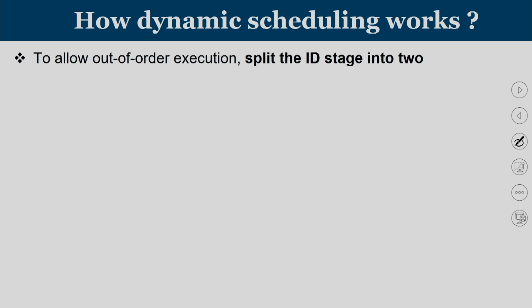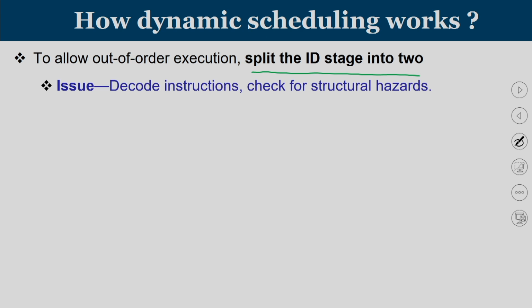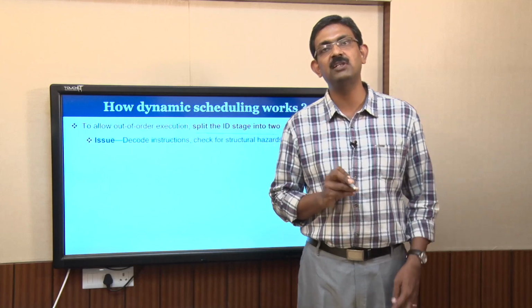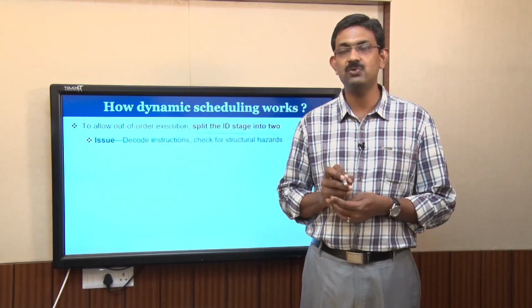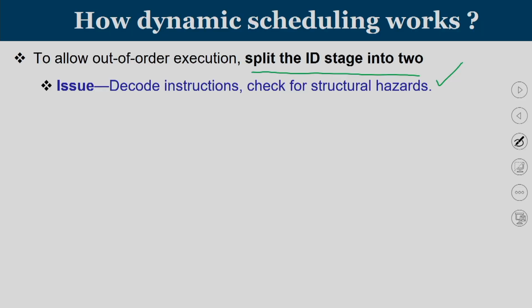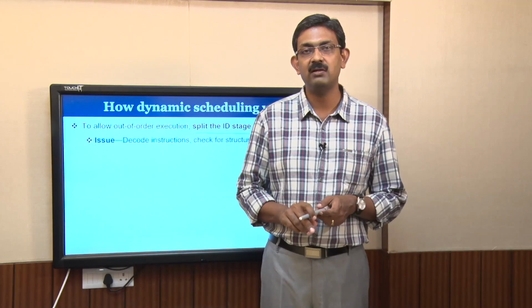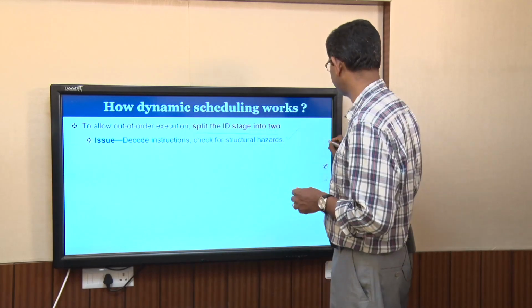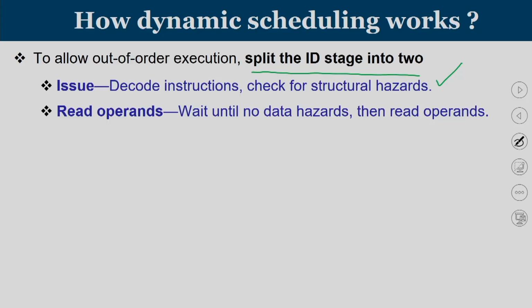To allow out of order execution, we have to split the ID, the second stage, into two. One is called the issue stage, where you decode the instruction and check for structural hazards. If you have a structural hazard, that means your functional unit is already busy, so I cannot complete issue. So completion of issue means decoding is over and there is no structural hazard on the functional unit where you are going to run the task. The second one is where you read operands. So wait until there is no data hazard, then read the operands.